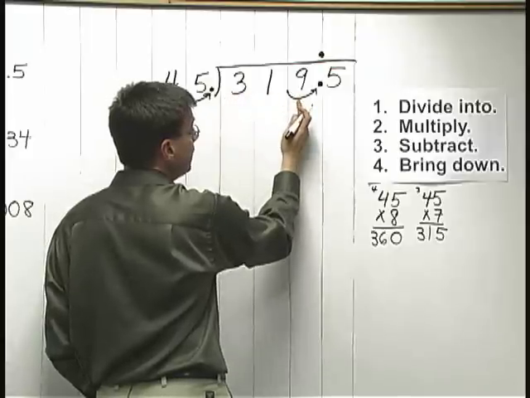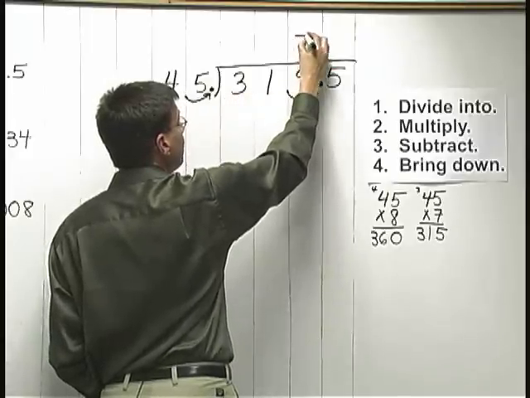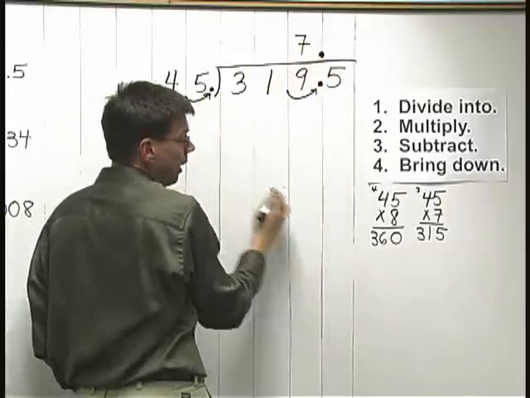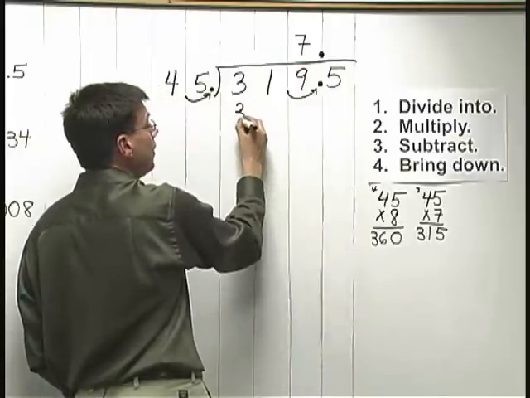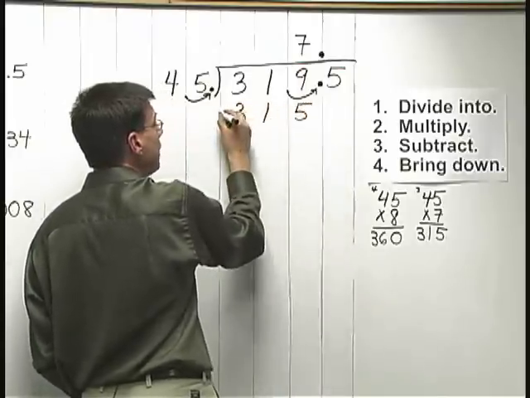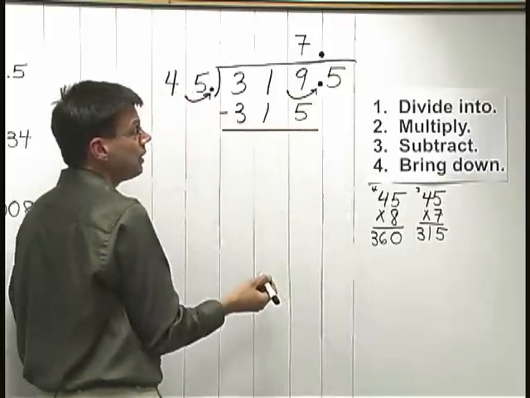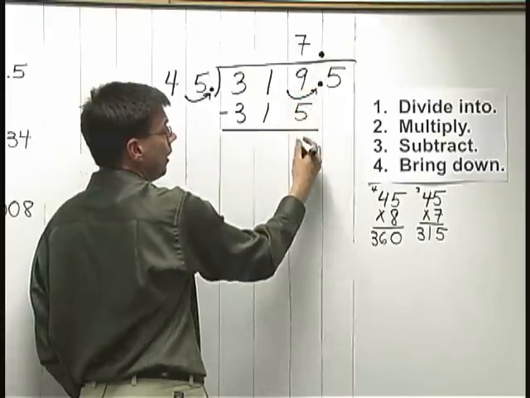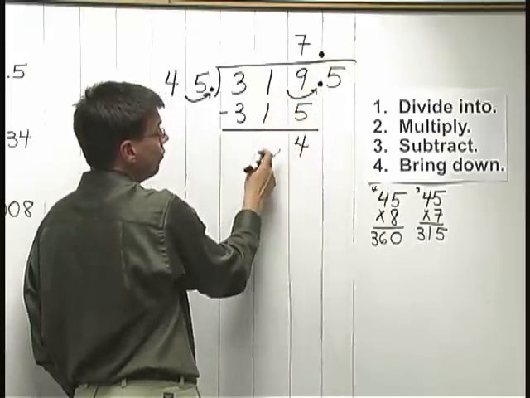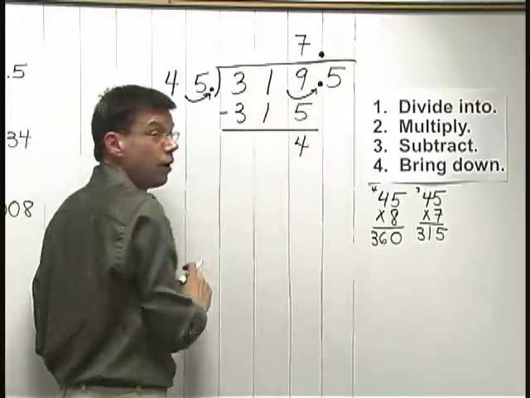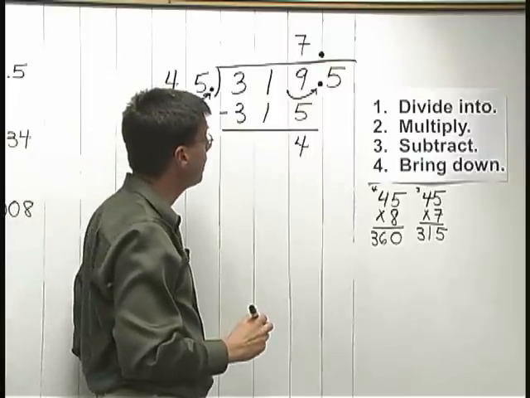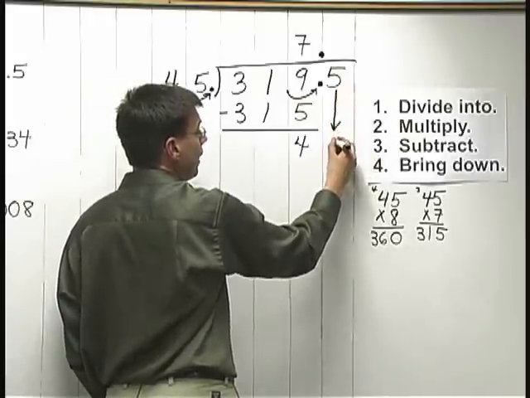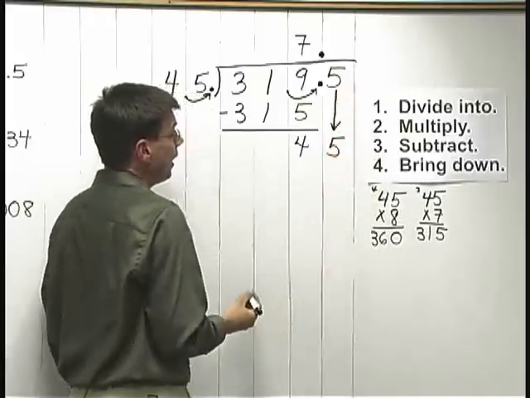Now that 7, I got to write directly above the 9 here. 7 times 45 is 315. We just figured that out. And now I can subtract. 319 minus 315, 9 minus 5 is 4. 1 minus 1 is 0. 3 minus 3 is 0. So we just get 4 after we subtract. After we subtract, we get to the bring down step. So bring down the next digit, that's a 5.